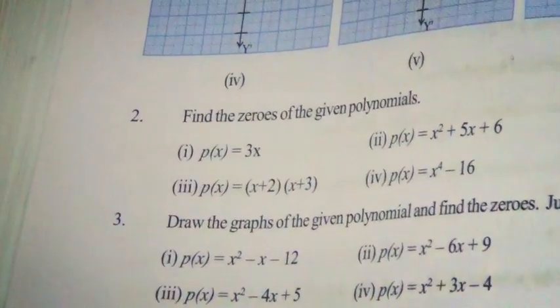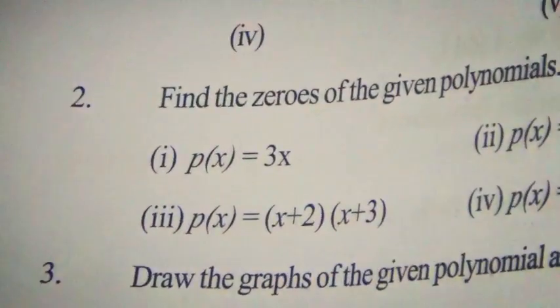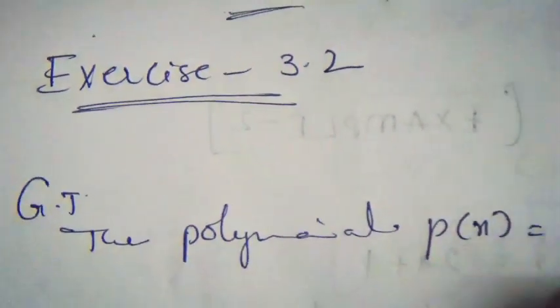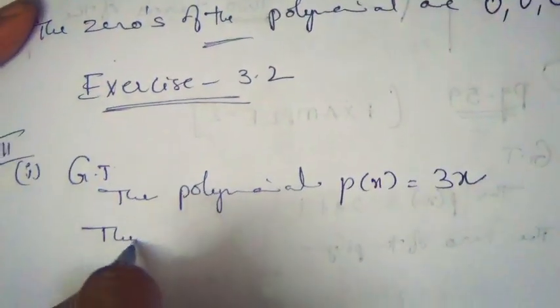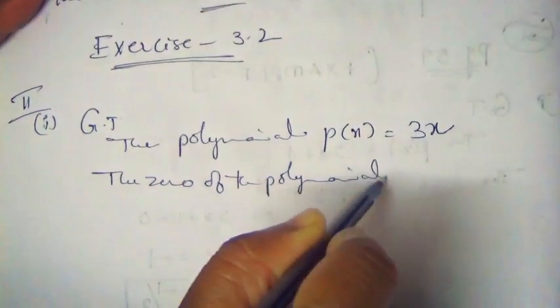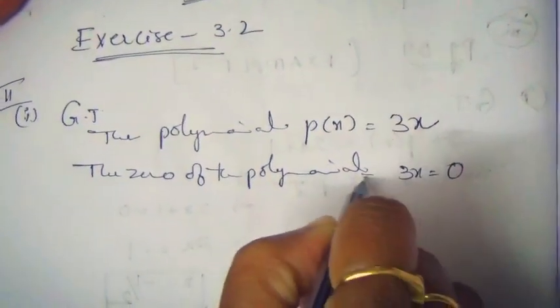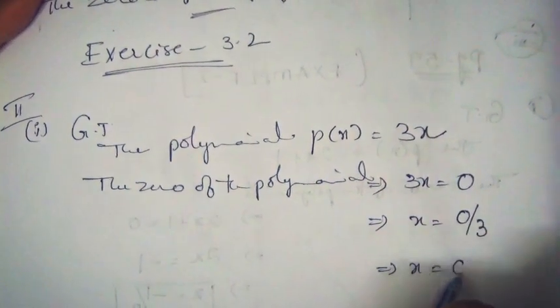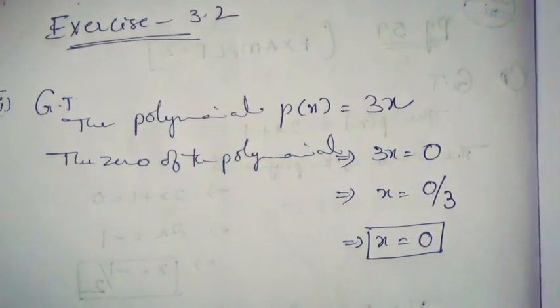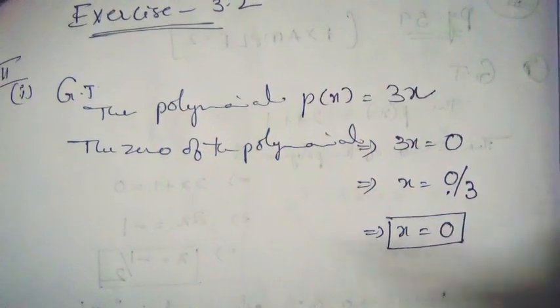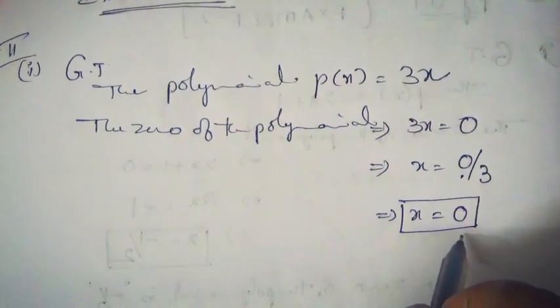So first sum, given that the polynomial p of x is equal to 3x. The zero of the polynomial: 3x is equal to 0. That implies x is equal to 0 by 3. That implies x is equal to 0. Okay, if 0 is there in the numerator, the number becomes 0. Hence 0 is the zero of the given polynomial.